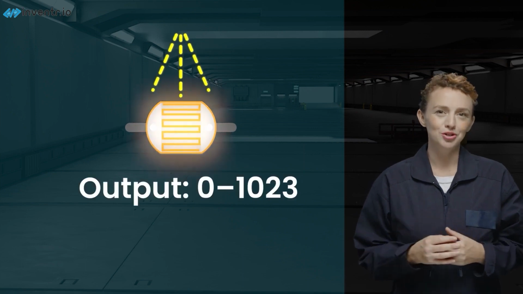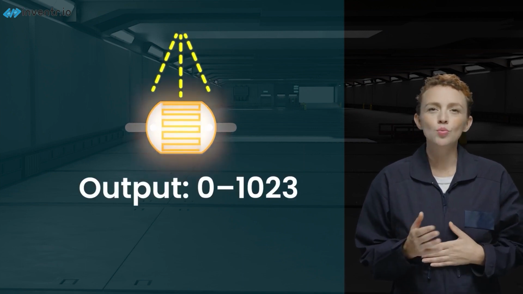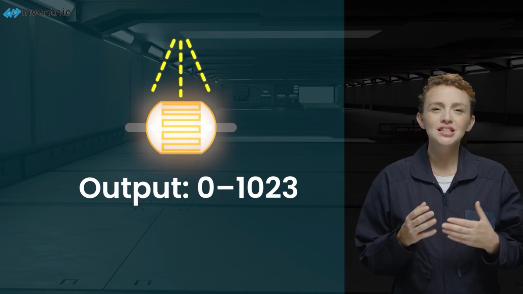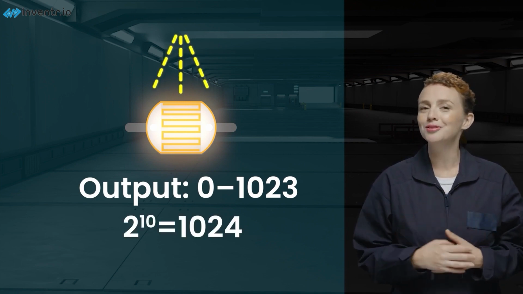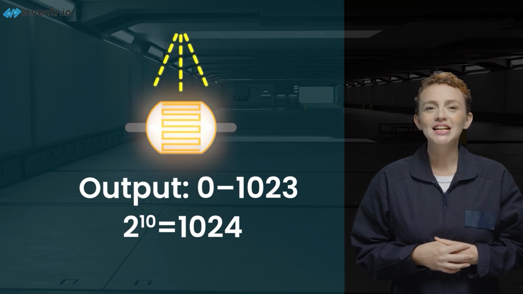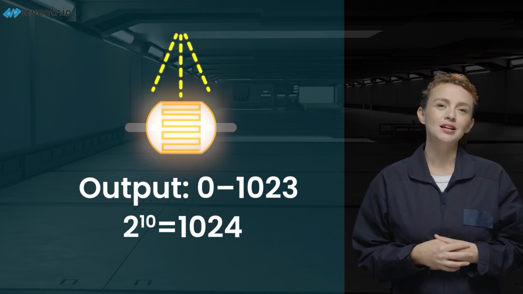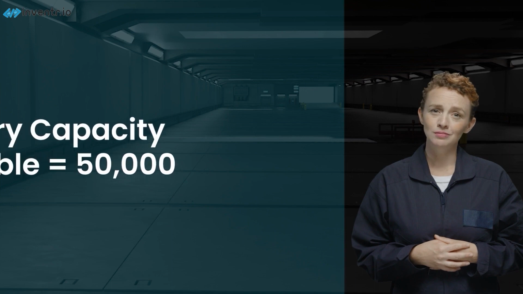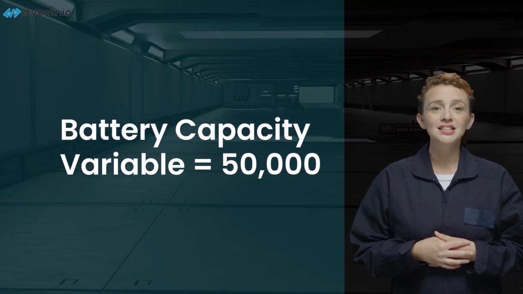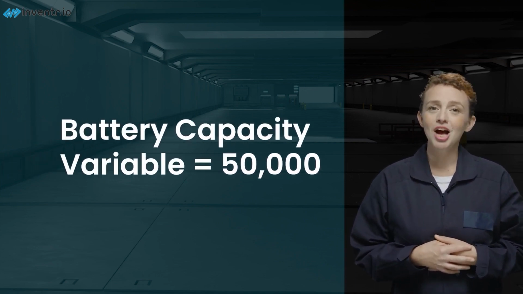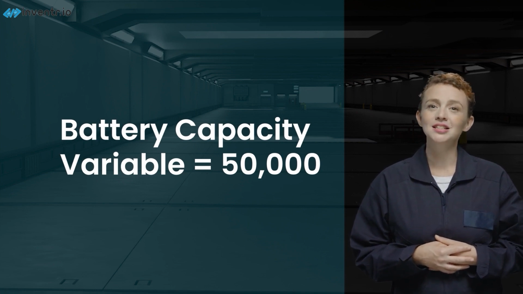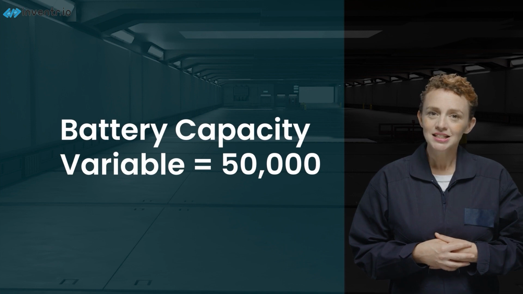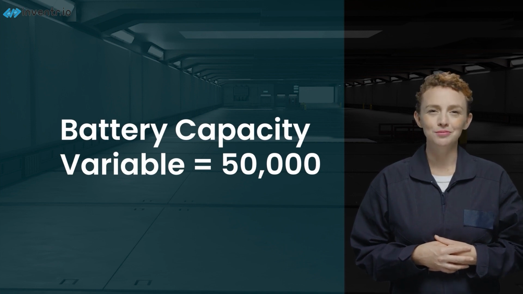Now, take our photoresistor. It's a modest creature, outputting a value between 0 and 1023. It's just 10 bits worth of data because 2 to the power of 10 equals 1024. So, an integer is more than adequate to store it. But don't get too comfortable. Our battery capacity variable is set at a lofty 50,000, which outclasses the standard short integer maximum of 32,768. Thus, it needs the VIP treatment, which defines it as an unsigned integer.